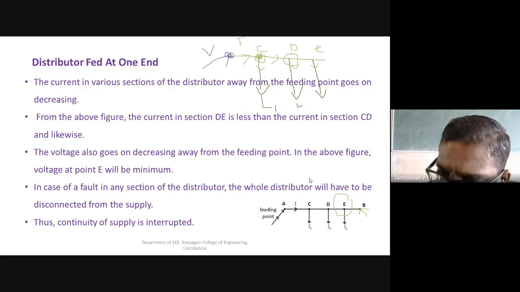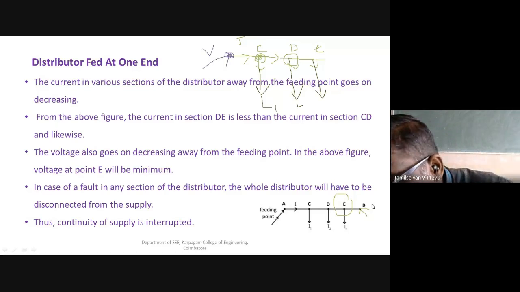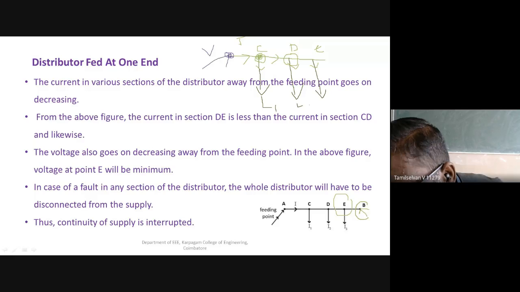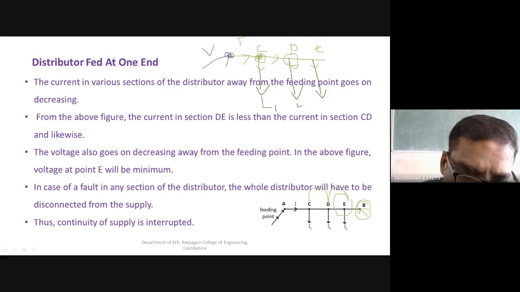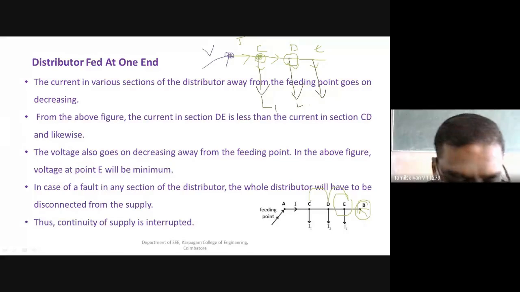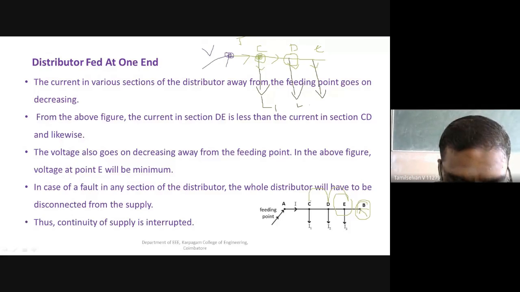See here in this previous case, there is no supply at this point. Since there is no supply point here, this became the point of minimum voltage. If I am supplying at this point also, this minimum potential may be fixed at this D point or maybe a C point, depending upon your load. So remember, that happens only in the case when the distributors are fed at both the ends.